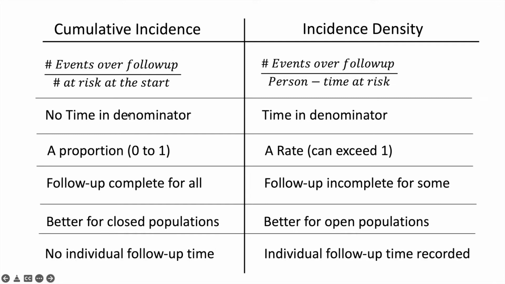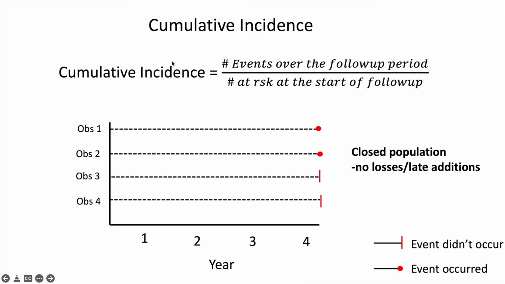And again, cumulative incidence, you don't generally have data on individual people for how long they've been followed, but with incidence density, you need to have that. So just to illustrate cumulative incidence, again, it's the number of events over the follow-up period over the number at risk at the start. And this is a closed population.